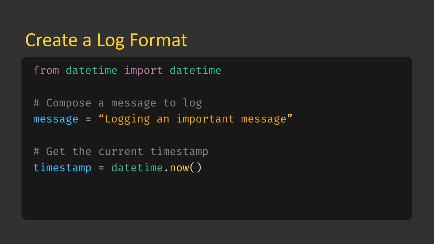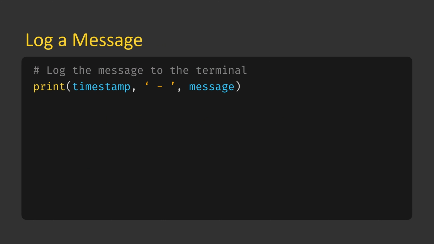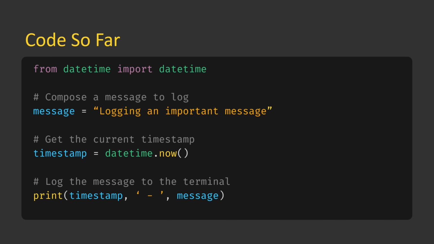Our solution requires a message to log and the current timestamp. You import the datetime library to get the current date. You define a message to be output, and then you store the current timestamp. Next, you print out the variables. You even placed an extra hyphen to separate the two. Here's the code so far.